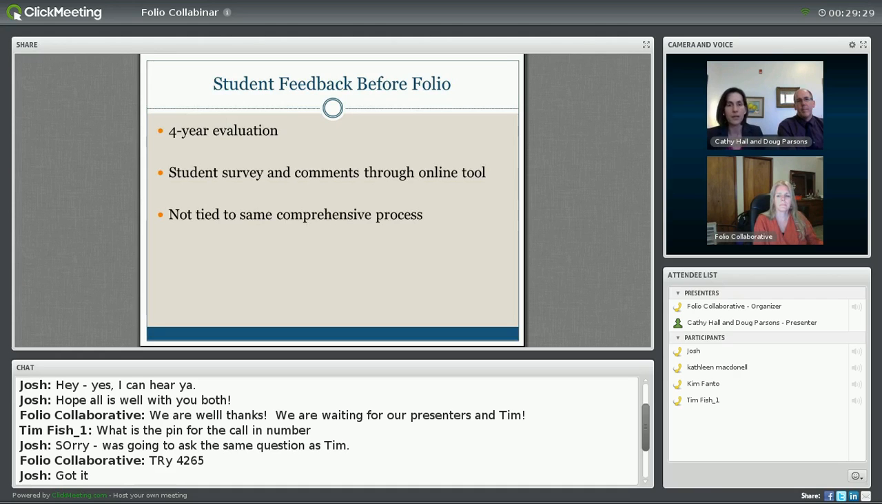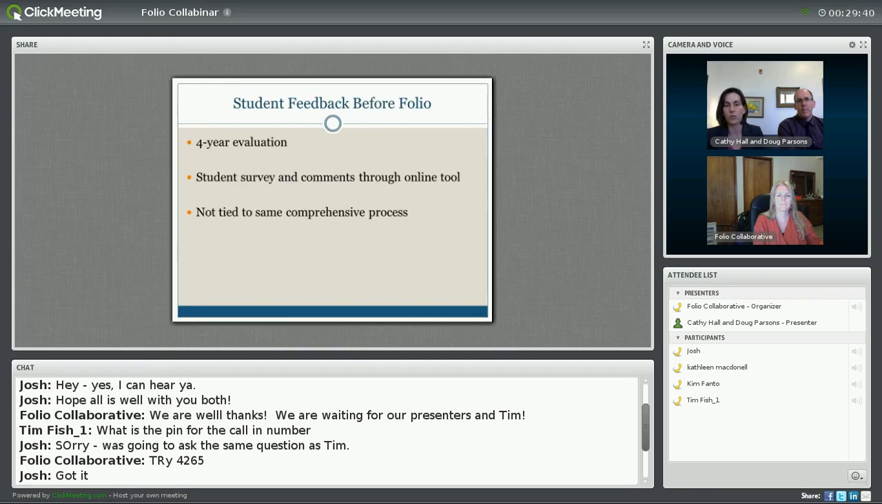It definitely made it easier. It was a bit of a no-brainer for us to continue to include student feedback as we went into Folio. I know for other schools, if you've never solicited student feedback, that culture shift alone is probably pretty dramatic.